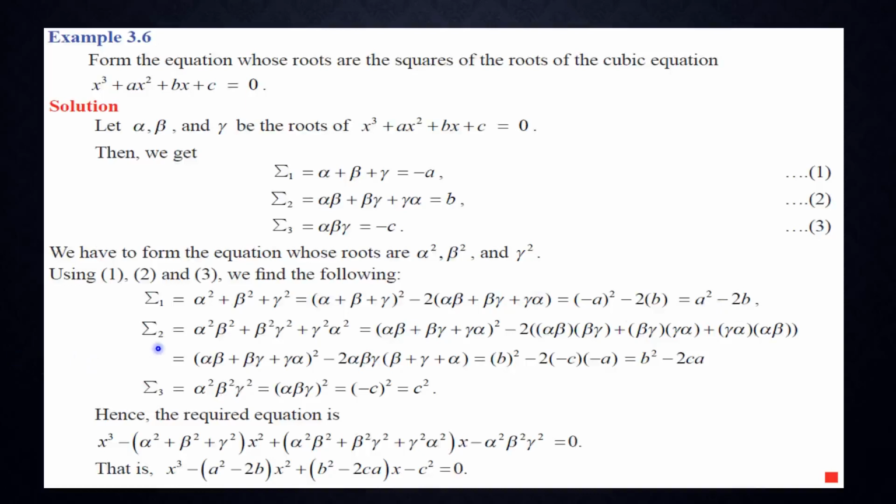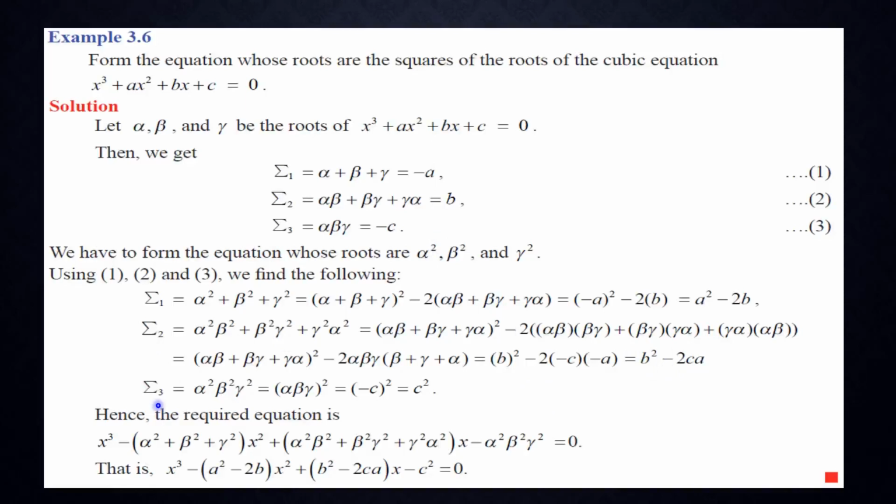Then summation 2 means sum of the product of two roots. So we will get alpha square beta square plus beta square gamma square plus gamma square alpha square. So like the summation 1, I have to use that identity to get this answer. Then we have to take alpha beta as common in the second term. So we will get minus 2 into alpha beta gamma into alpha plus beta plus gamma. Then substitute those values from these three equations. We will get b square minus 2ca as the answer for summation 2.